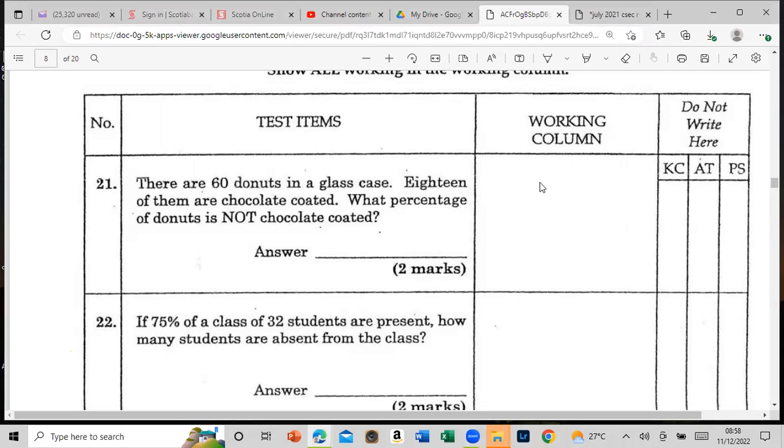All right, guys. So we are at number 21. This will be part 3 of the paper. Question 21 says, there are 60 donuts in a glass case. 18 of them are chocolate coated. What percentage of donuts is not chocolate coated?